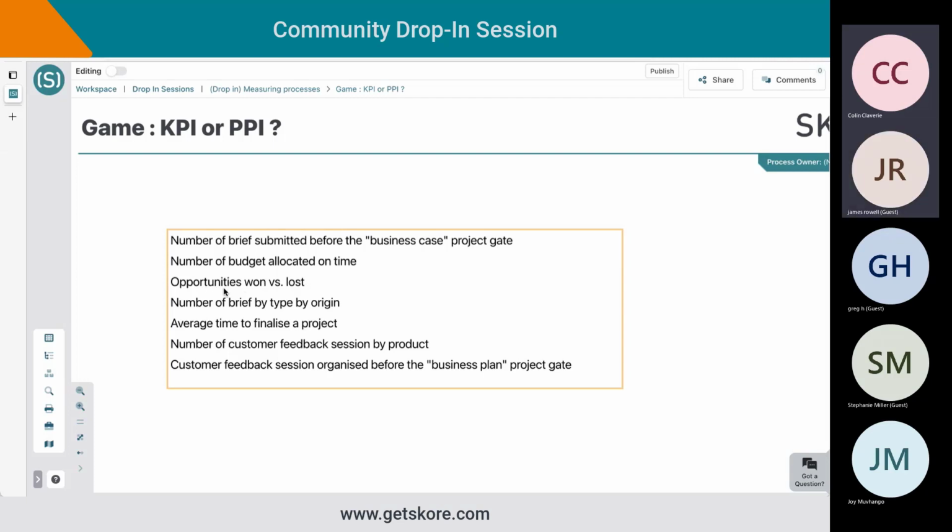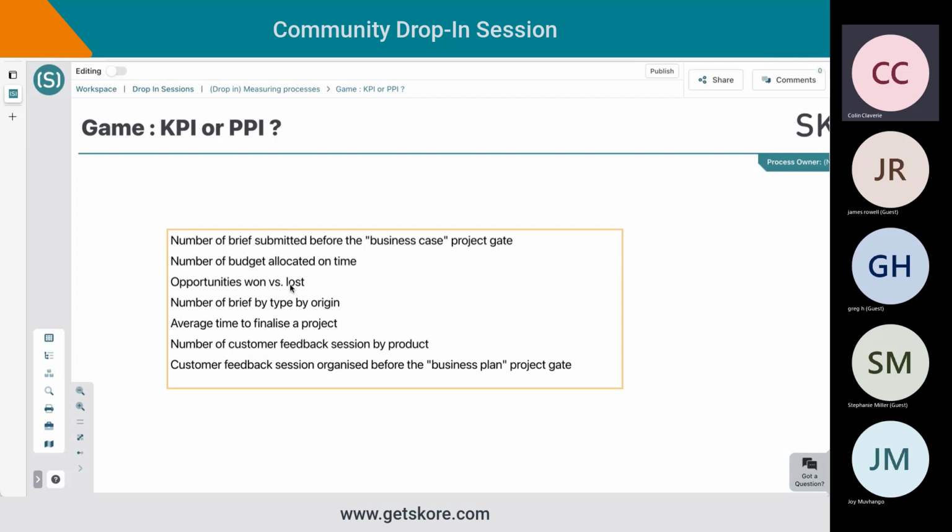Opportunities lost versus, or opportunities won versus lost. Imagine a sales process. We are counting the number of opportunities we had, how many we won, how many we lost. I would suggest a KPI. Exactly. So this one is definitely an outcome.